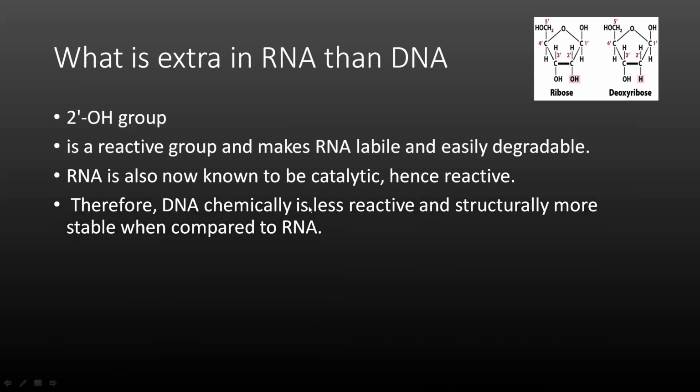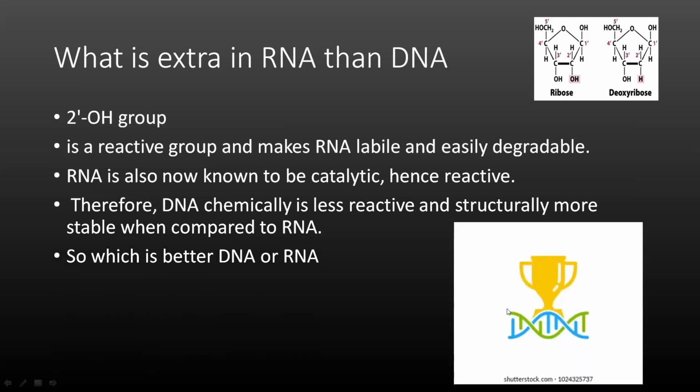Therefore, DNA chemically is less reactive and structurally more stable compared to RNA. So if DNA is less reactive, that means it will be more stable. Compared to DNA and RNA, which is better? DNA will be a better genetic material. So DNA is more stable. DNA wins over RNA. Okay, we'll stop here.